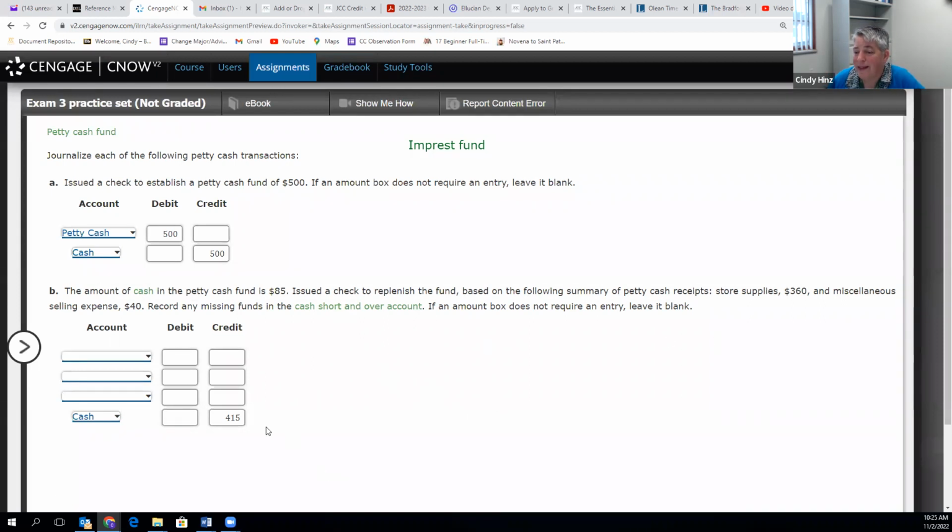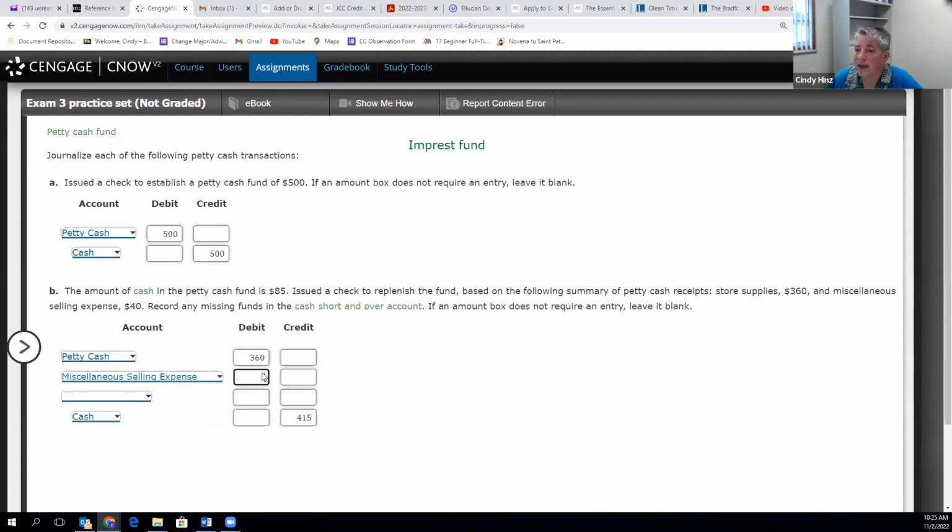So what did we spend that $415 on? Well, we bought store supplies for $360. So I'm going to record that, $360 for store supplies. We also had some miscellaneous selling expense of $40, and I have no idea what that might include, maybe some postage, shipping, and whatever. And so those two things together account for $400.